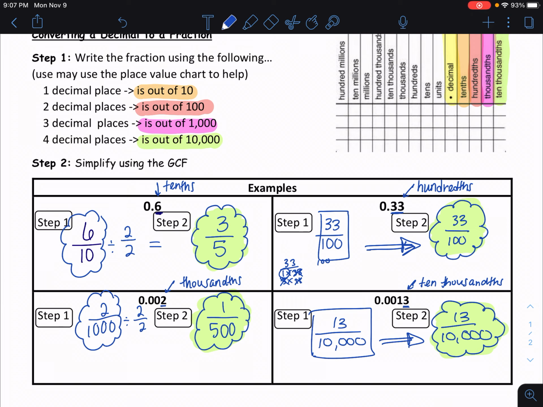Okay, so this is the level of work that I am expecting to see. I'm expecting to see a fraction over the correct place value, and then if there is anything to simplify by, you are showing that simplification and then your final answer. This is converting a decimal to a fraction, and then simplifying that fraction.